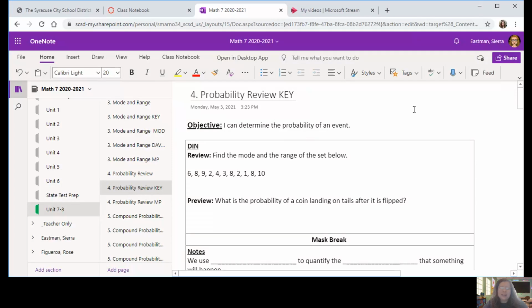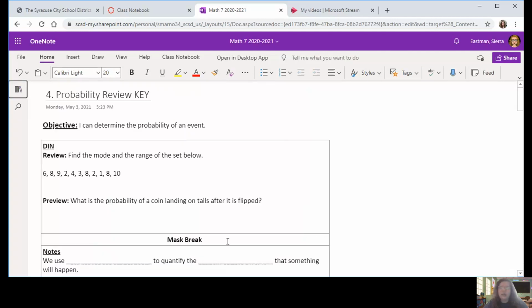Good morning, everyone. Today is Monday, May 10th, and we are going to be starting on Unit 7-8, page 4, which should say Probability Review. As always, mine looks a little bit different because I have the key version I'm going to be putting my answers on. But anyway, our objective is to determine the probability of an event.